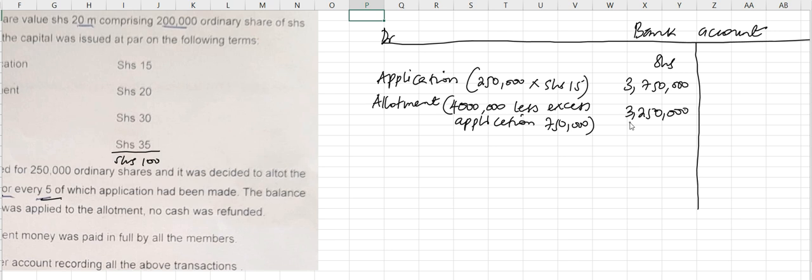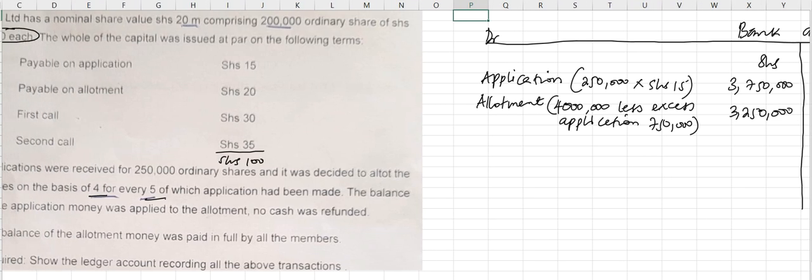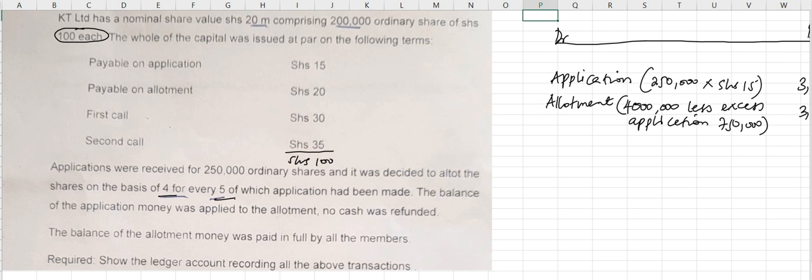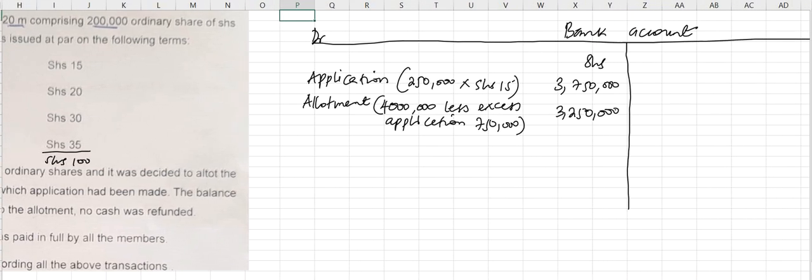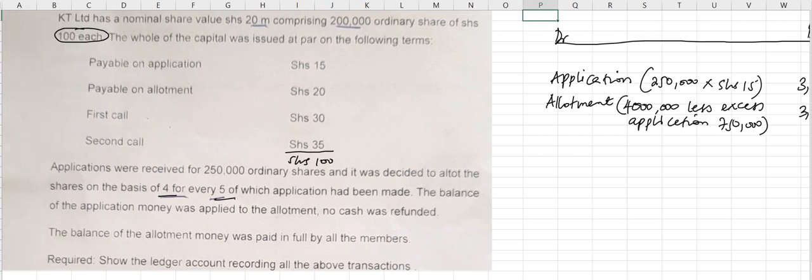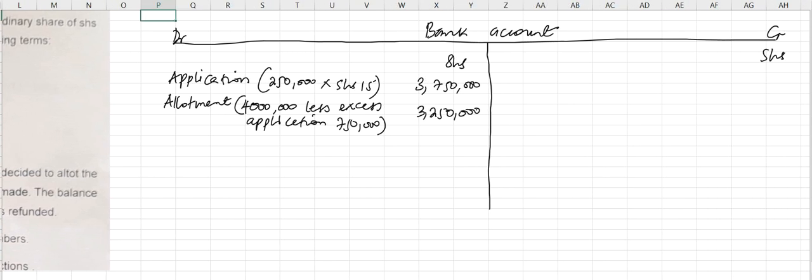It is 4 million, but of course we have to less the application money received because they have said that no cash was refunded. The application money was applied to the allotment. So that's what we have so far. They are going to issue out the 200,000 shares because that's the number of shares they have. The excess is not going to be refunded, but it's going to be applied to the allotment. Then we see the first call and then the second call. Remember, we are issuing out 200,000 shares.